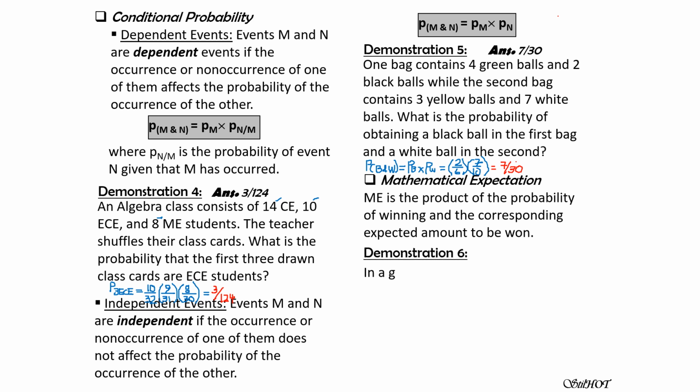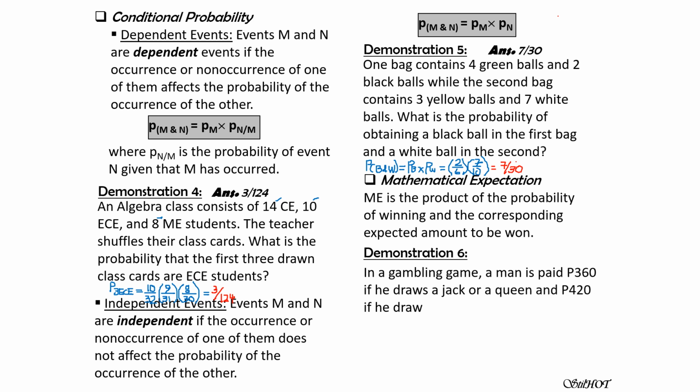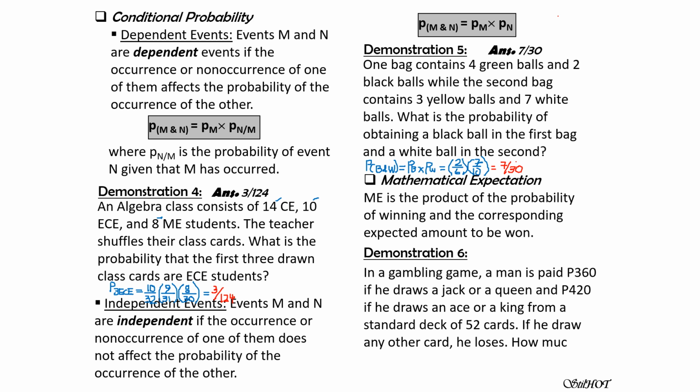So let's have this demonstration. In a gambling game, a man is paid 360 pesos if he draws a jack or a queen, and 420 pesos if he draws an ace or a king from a standard deck of 52 cards. If he draws any other card, he loses. So how much should he pay to play if the game is fair? The amount to be paid is also the mathematical expectation to be fair.